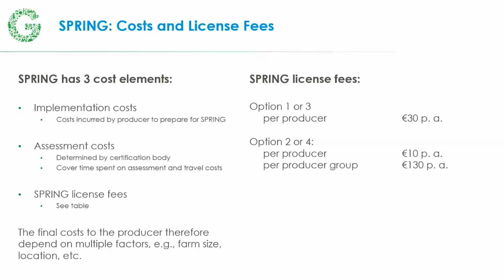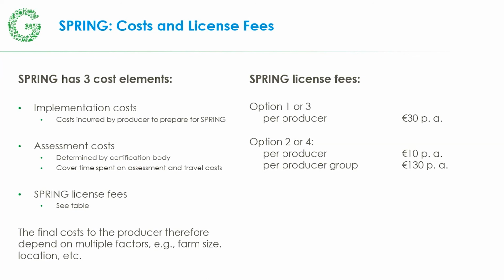Okay, this is the last part of the Spring overview. It's about the cost. We have a lot of questions about cost. About the implementation cost, this depends on the producer and how the producer is prepared or not to achieve Spring. Some producers have no extra cost. They only need to develop the documents and the risk assessment, for example, and set up the goals. Some producers really need to do big improvements or buy some things to implement Spring. Then it depends on the producer.